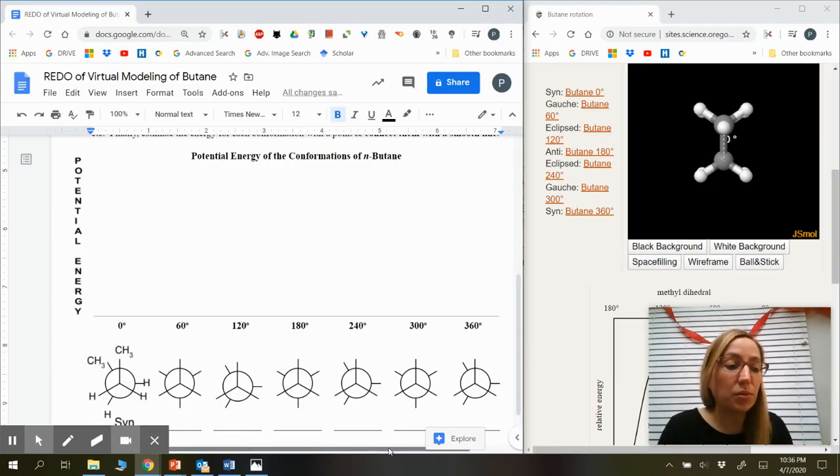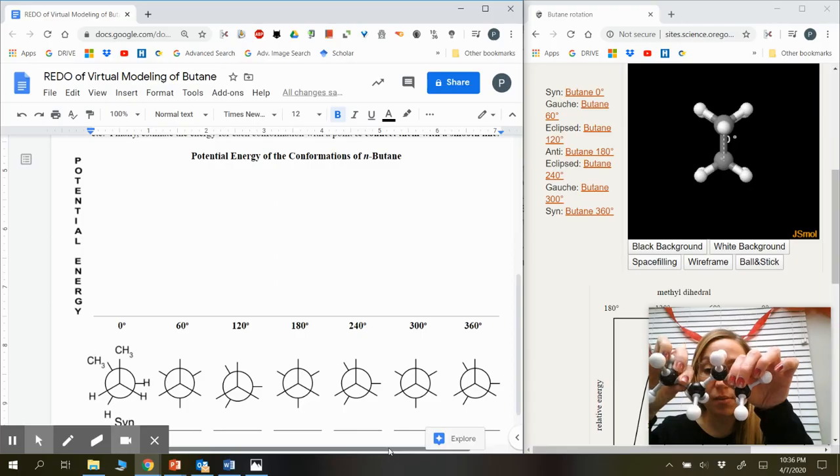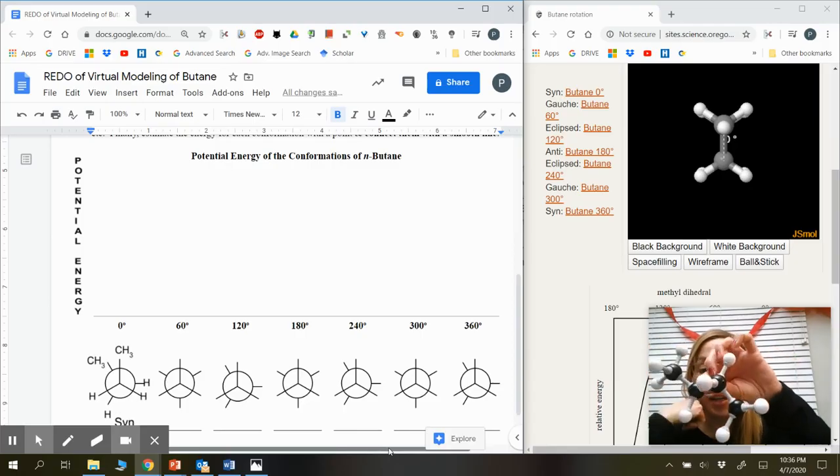So let's move on to butane with 4 carbons. And if we take a look at butane, I just want to show you the carbon chain with 4 carbons there. And I've got all the hydrogens on there. With butane, we want to stare down the central CC bond. So here's some carbon-carbon bonds. We're going to look down this central carbon-carbon bond.